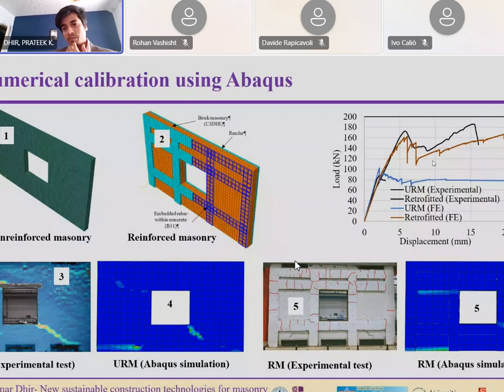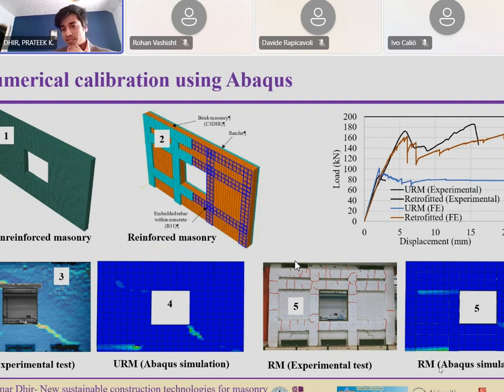Then we compared with the experimental response. You can see number 3 and number 4. These are the unreinforced masonry building that has been compared. You can see we are almost having a similar response. Maybe some mesh refinement can improve the result more, but it will increase the computational time. So I try to make a balance between everything.